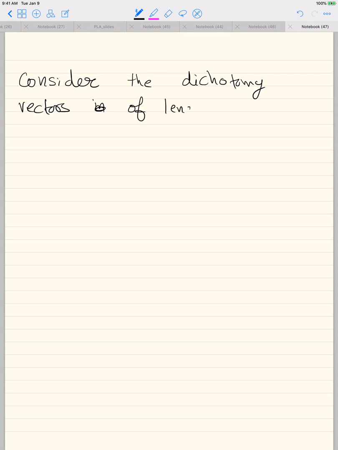So now consider the dichotomy vectors of length n minus 1 in S1 union S2. What we'll do next is we'll consider the dichotomy vectors of length n minus 1 in S1 union S2.